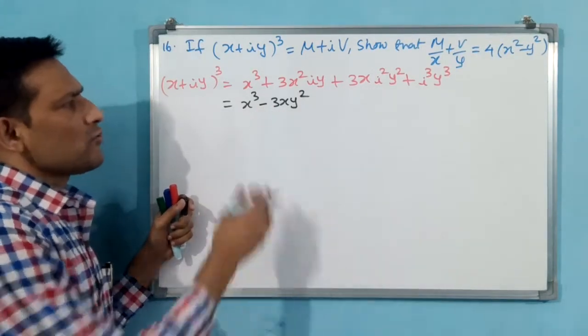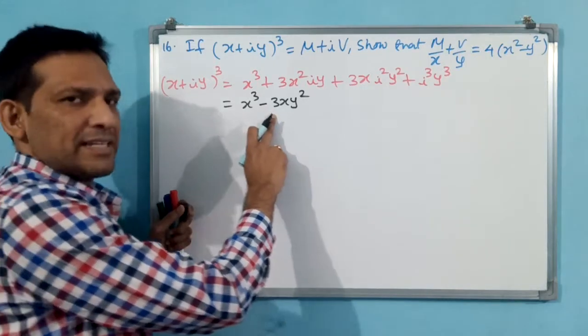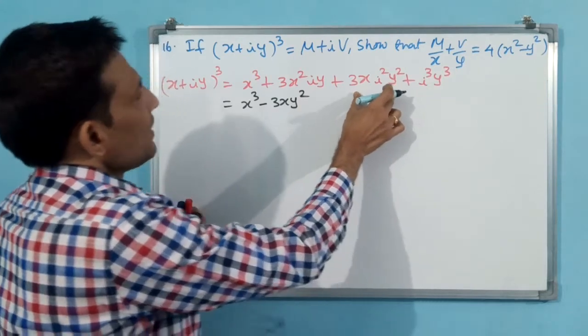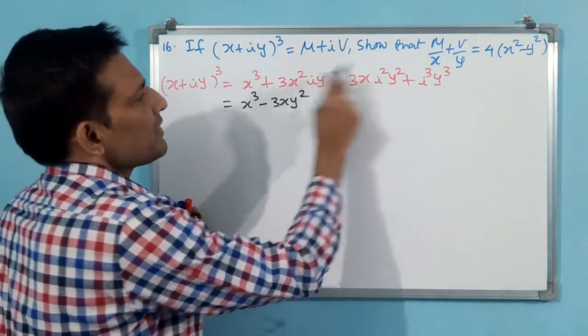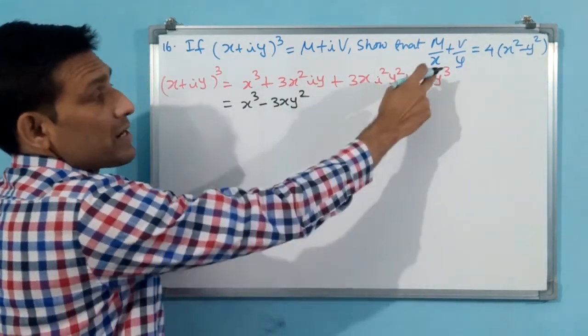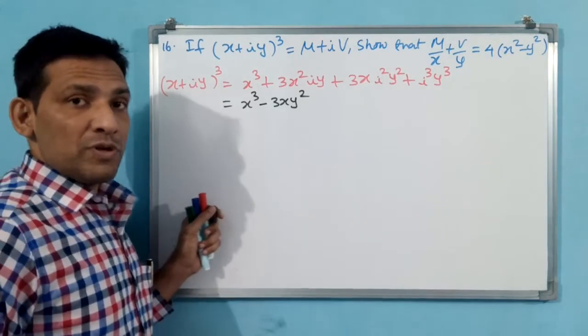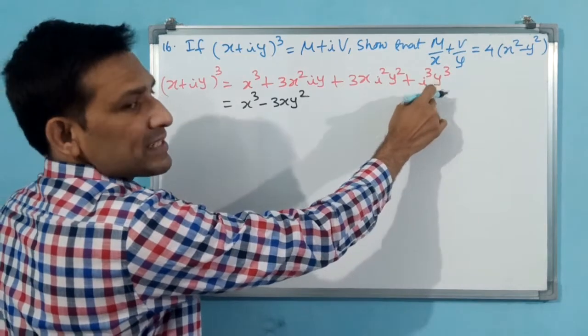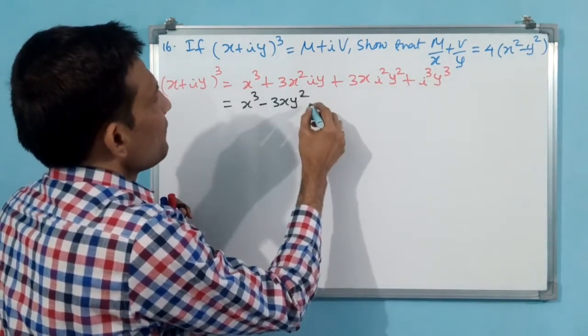Multiplication. You write or not, don't write. Minus into 1 means minus 3xy square, it is going to become. Now this portion is completed. Now which portions are left? This one and this one. But i cube also, you know that i cube is minus i. That means this is going to become minus iy cube. First you write this one.